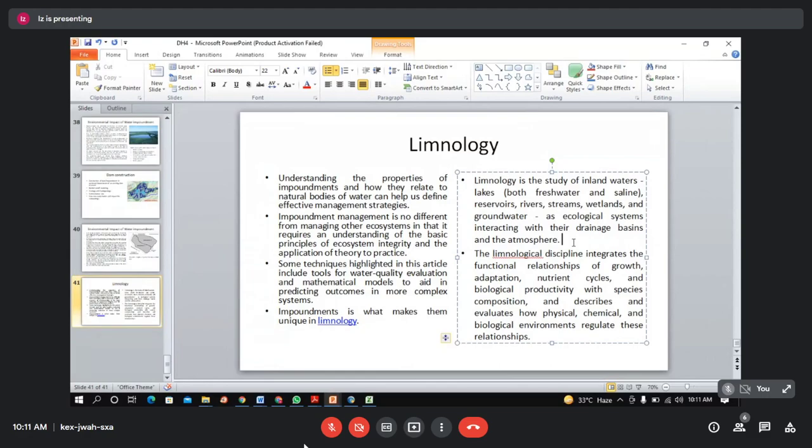The limnological discipline integrates the functional relationship of growth, adaptation, nutrient cycle, and biological productivity with species composition, and describes and evaluates how physical, chemical, and biological environment regulate these relationships. So this is a bit concise definition of limnology.